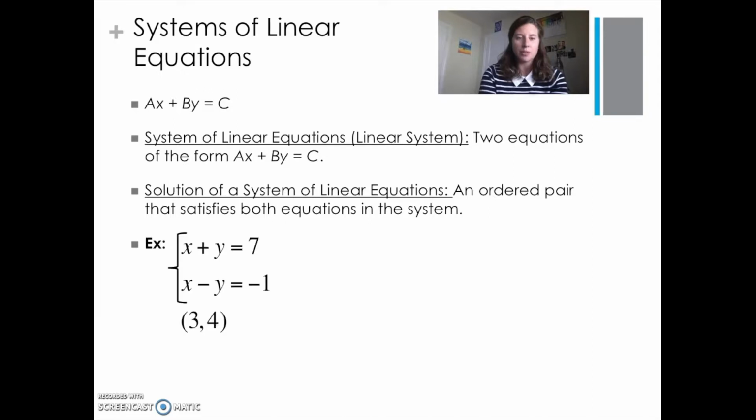Here's an example. X plus y equals 7 and x minus y equals -1 is an example of a system. The ordered pair 3, 4 is a solution of this system because when you substitute 3 in for x and 4 in for y, you get 3 plus 4, which does equal 7, and 3 minus 4, which does equal -1.